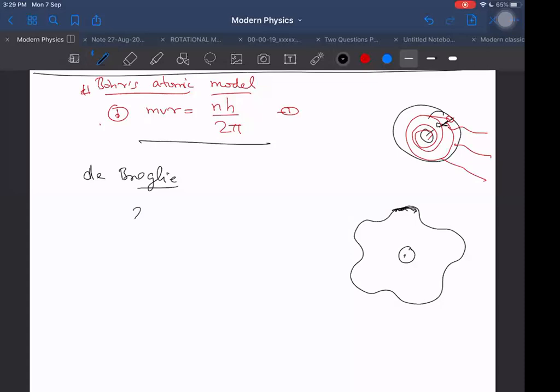So he said which orbits will be stable: those in which 2 pi r will be equal to n lambda, where lambda is the de Broglie wavelength, which can be found by h by mv. So he said that mvr will be equal to nh upon 2 pi. Are we getting the same thing again or not? But explained in a different way by de Broglie.